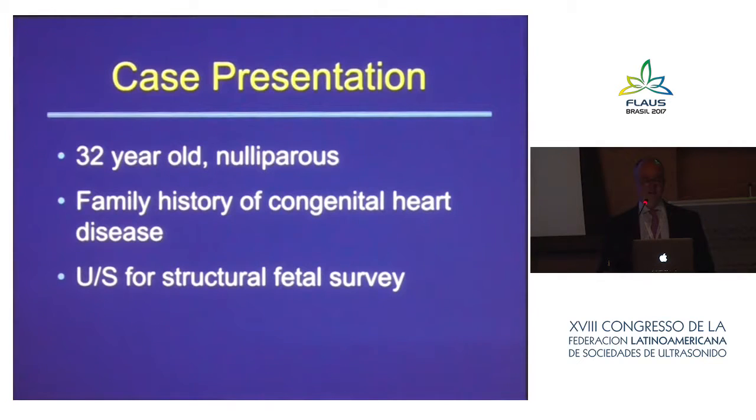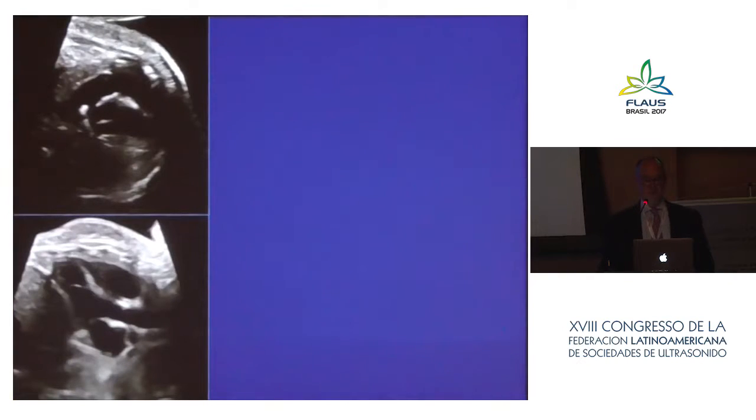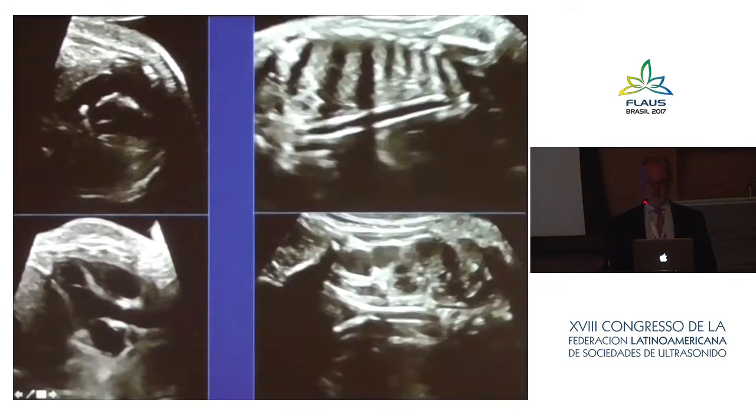And one last case, a 32-year-old with a family history of congenital heart disease, sent in for a structural fetal survey. Here we have the right and left ventricular outflow tracts. In the right ventricular outflow tract, you can see that the walls are quite bright, as is the left. When we extend the evaluation into the abdomen, you can see the aorta similarly is quite echogenic and bright, and you can see the iliacs the same.